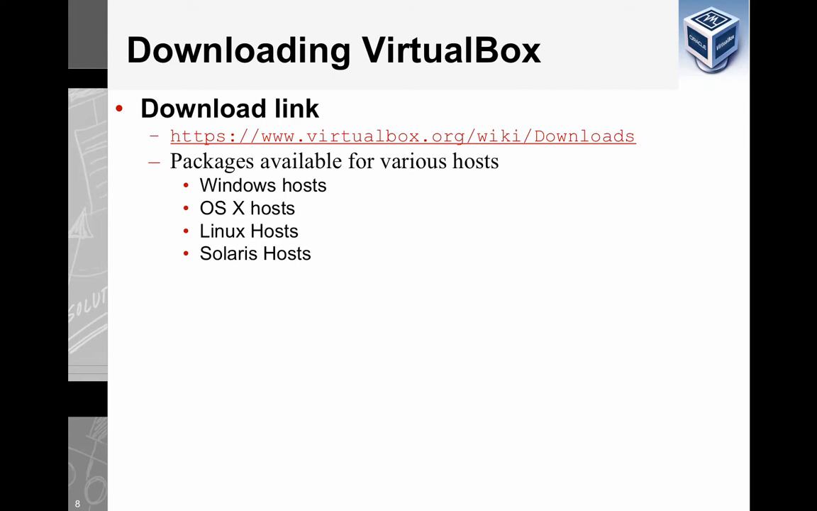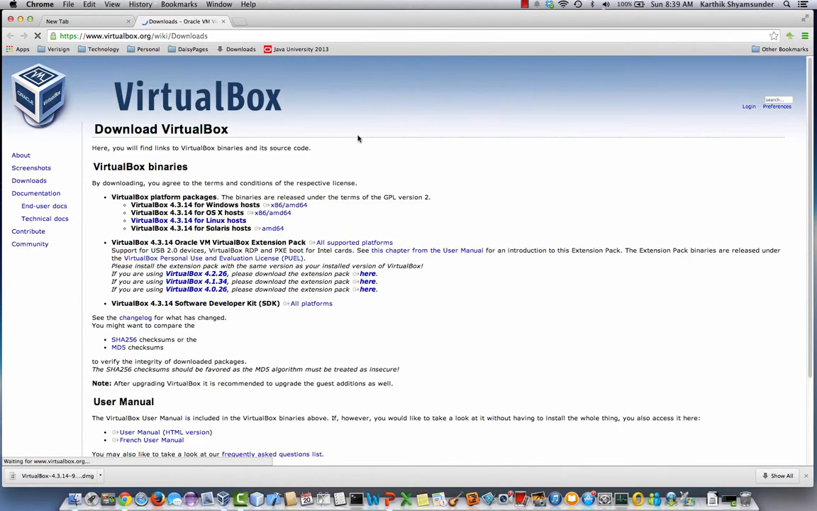Downloading VirtualBox. If you want to download and install VirtualBox, you can go to virtualbox.org. So let's go ahead and take a look at it. Here I am. As you can see, you can get VirtualBox for most of the operating systems that you care about. We have Windows, OS X, Linux, and Solaris. Of course, I'm going to be downloading the OS X version, which is what I have actually already done, and I've already installed it.